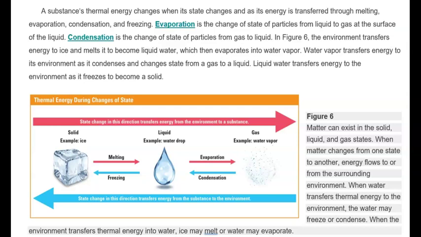I'm going to read about figure 6 now. Matter can exist in the solid, liquid, and gas states. When matter changes from one state to another, energy flows to or from the surrounding environment. When water transfers thermal energy to the environment, the water may freeze or condense. When the environment transfers thermal energy into water, ice may melt or water may evaporate.